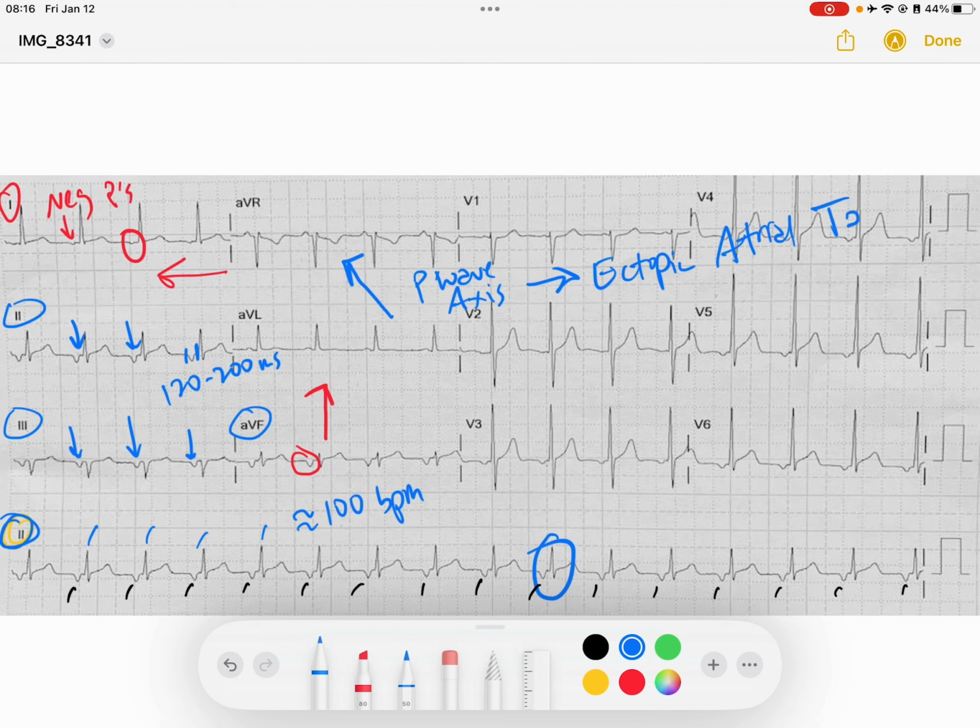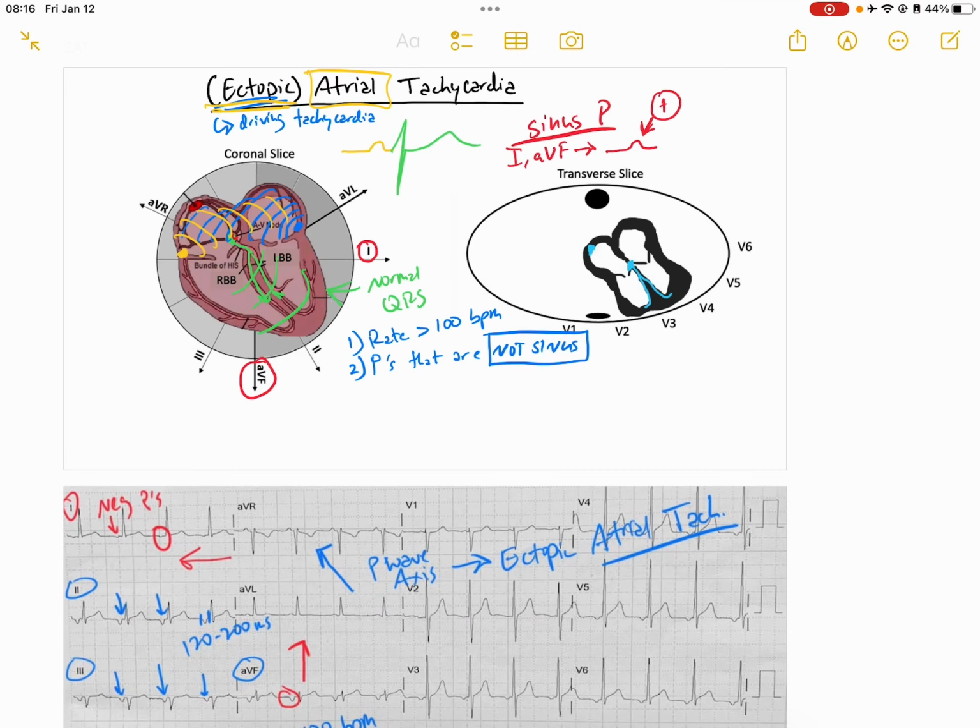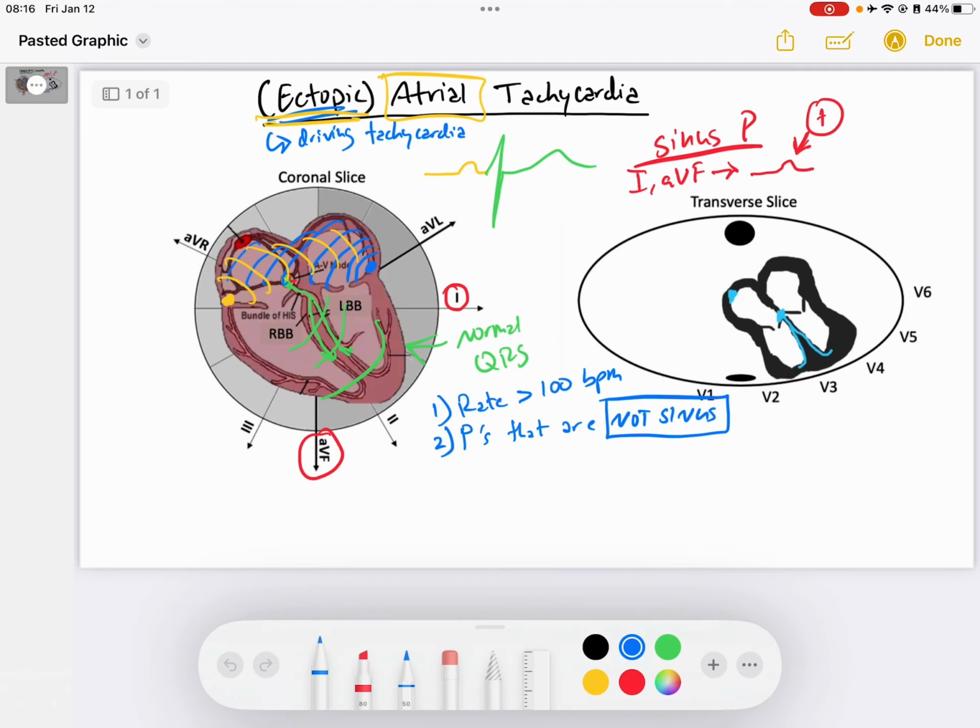Sometimes you might see this called just atrial tachycardia. And the interesting thing about ectopic atrial tachycardia is, if we go back to our initial diagram, the rate of this atrial ectopic focus can vary. Sometimes it can actually be beating so fast. If I have an ectopic focus here, sometimes its rate is too fast.